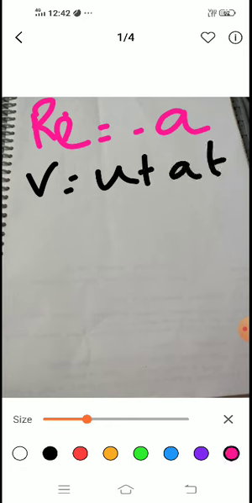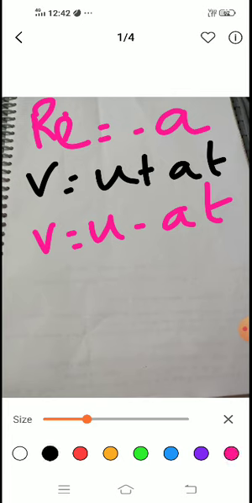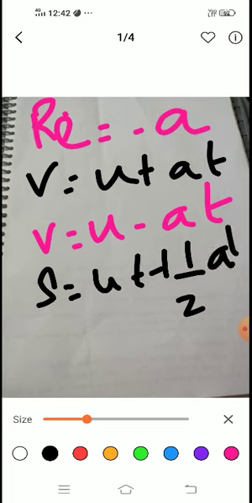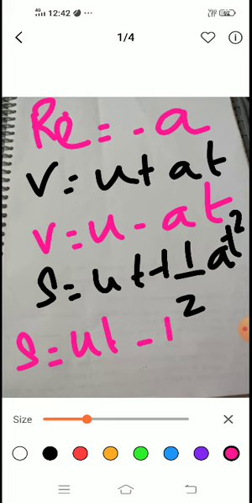The next condition is if it is moving with uniform retardation. What is retardation? Retardation means negative of acceleration, negative acceleration. So now apply your condition. V is equal to u plus at will change: v is equal to u minus at. Next formula, s is equal to ut plus half at square. Now this will change: s is equal to ut minus half at square.